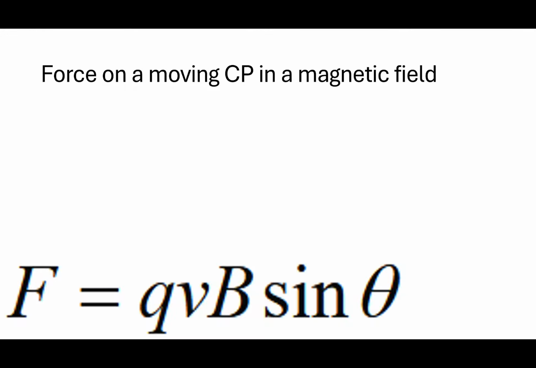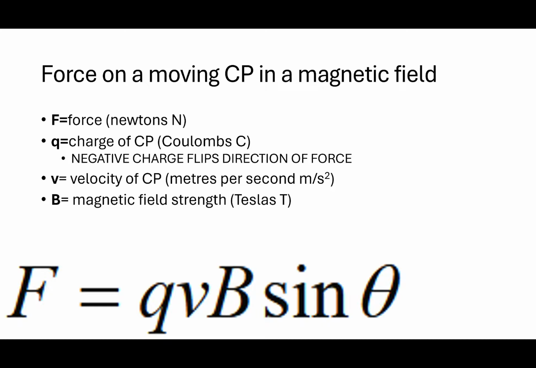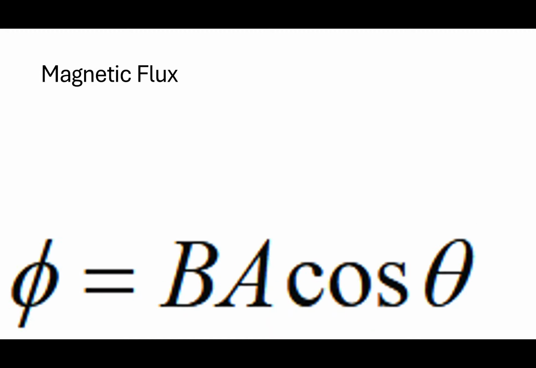Now the force on a moving charged particle is the exact same thing. It's just you replace the wire with the moving particle, the particle's charge and its velocity. So you replace the current times the length by the charge times the velocity. So force is in newtons, q is the charge of the particle, and remember a negative charge particle flips the direction of force. The velocity is v, and B is magnetic field, and theta is the angle from the magnetic field lines. And the direction of force is given by the right-hand slap rule.